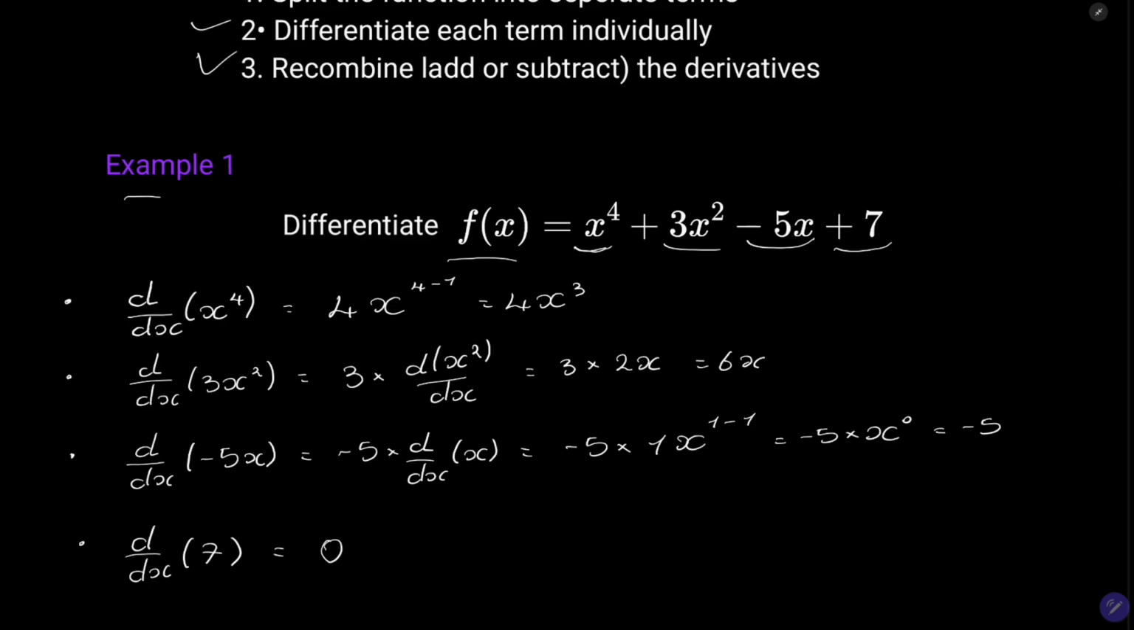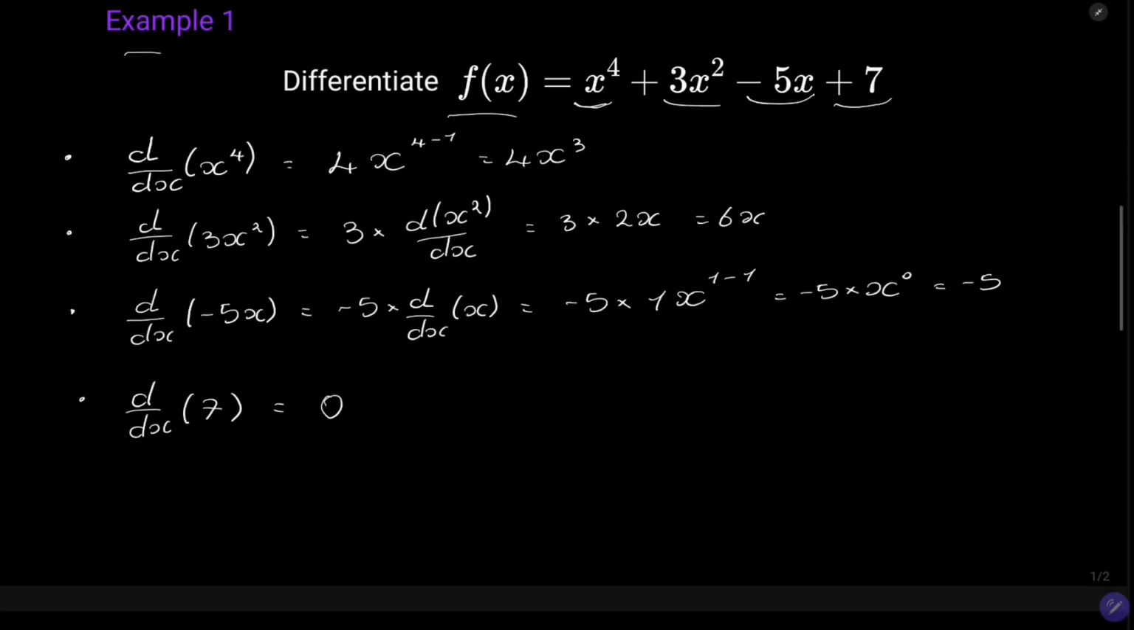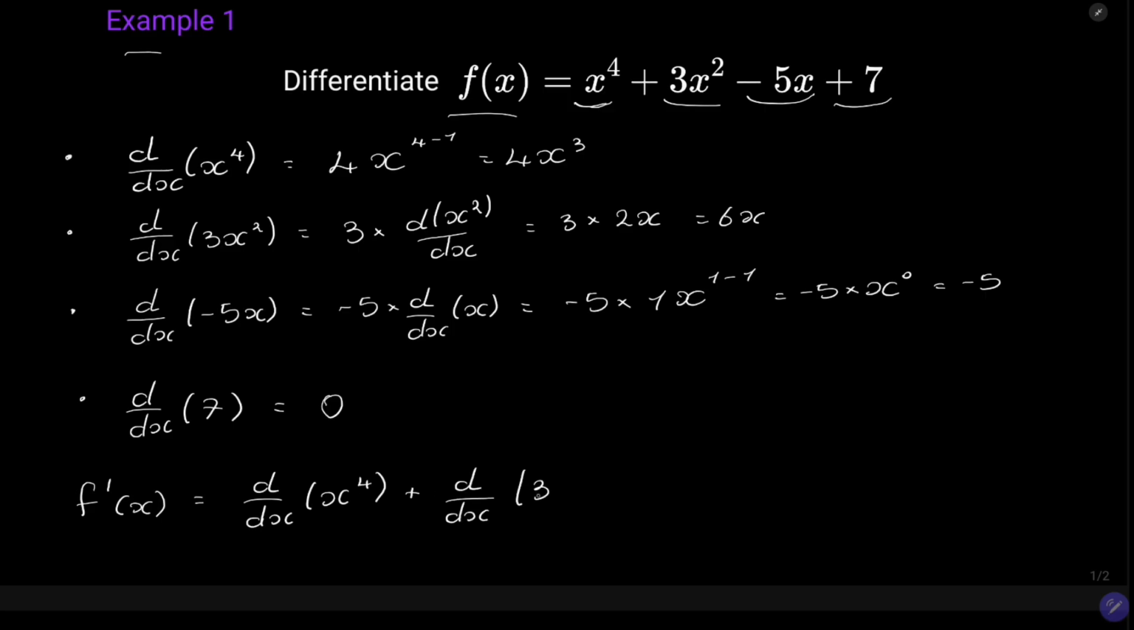Now, if we move on to our third step, which tells us to recombine, that is, add or subtract the derivatives, what does that tell us? The derivative of f of x, which is f prime of x, is the same thing as the derivative with respect to x of x to the power 4, plus the derivative with respect to x of 3x squared, minus or plus the derivative with respect to x of negative 5x, plus the derivative with respect to x of 7.